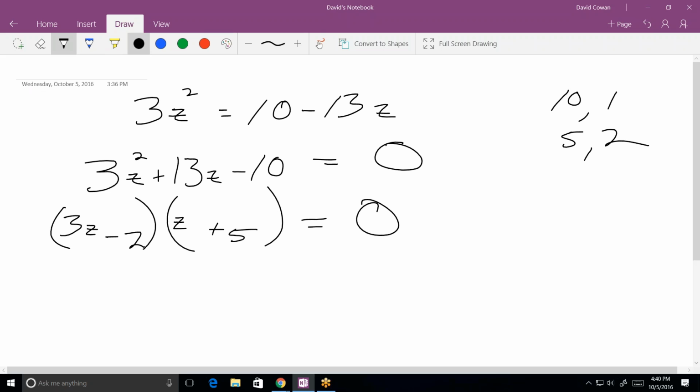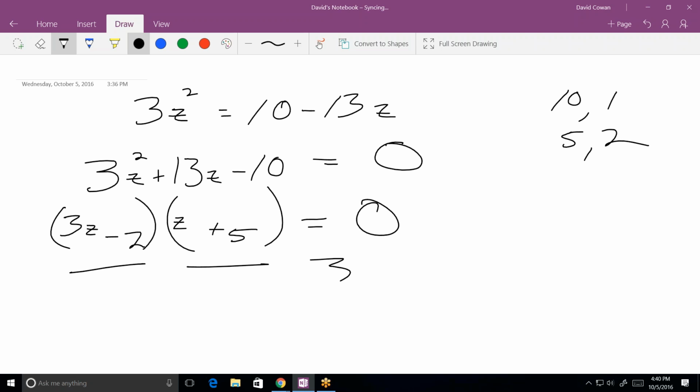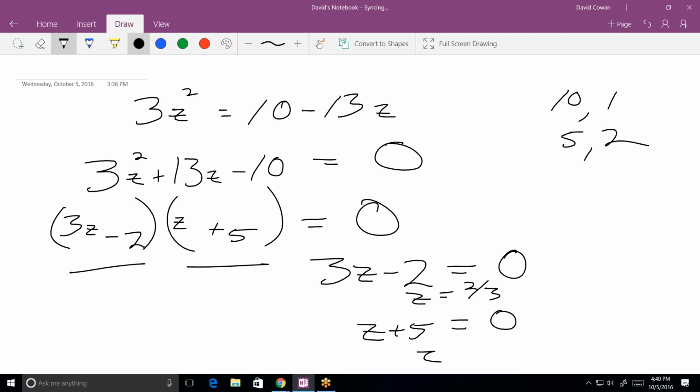This might be the most important concept in algebra. I've got that quantity times that quantity, and it multiplies to be 0. Well, that tells me two things. That 3z minus 2 could be equal to 0, or z plus 5 can be equal to 0. One of those has to be true. And what we assume is that both of them are true. Well, if I solve this equation here, I get z equals 2/3. And if I solve this equation, I get z equals minus 5. So those are your two solutions.